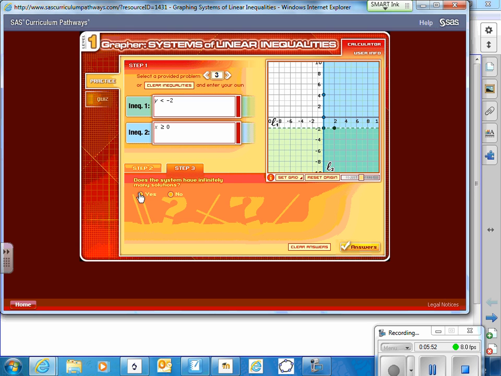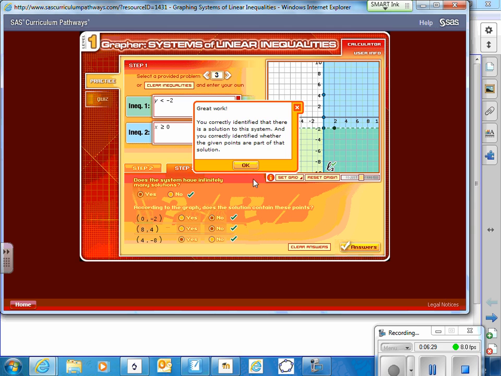So I go to step 3. Does the system have infinitely many solutions? Yes. Is 0, 2 in that area? Over 0, up 2 is on a dotted line for one, solid for the other, but because of the dotted, I would have to say no. Over 8, up 4 is only a solution for one of them, so I would say no. Over 4, down 8 is well within the region for both shaded, so I will say yes. Check my answers. Got it right.